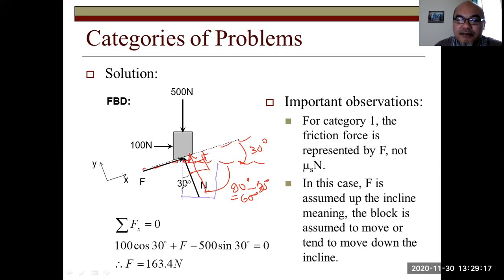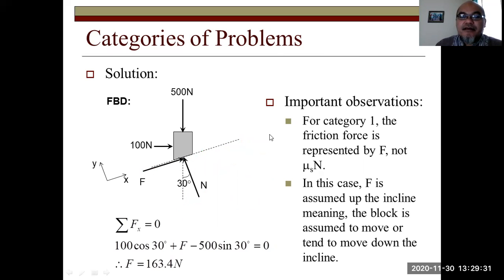this and this is 90 degree also. So this angle becomes 90 degree minus 60 degree equals to 30 degree. Okay, I hope this is quite clear. Okay, so here sigma Fx equals 0. Yeah, Fx is parallel to the slope. Yeah, then we calculate 100. So 100 cosine 30. How come?